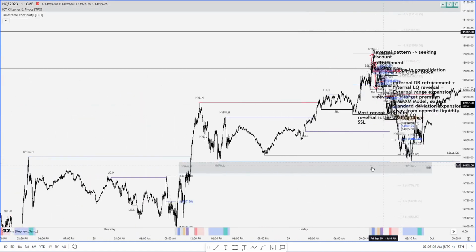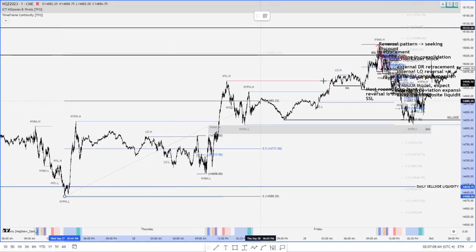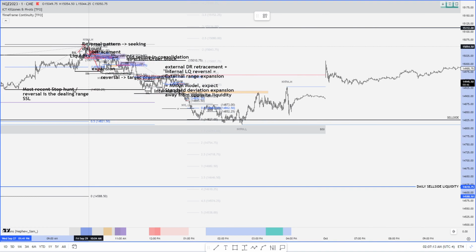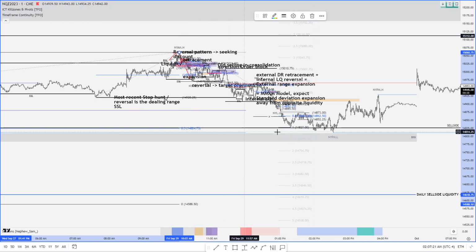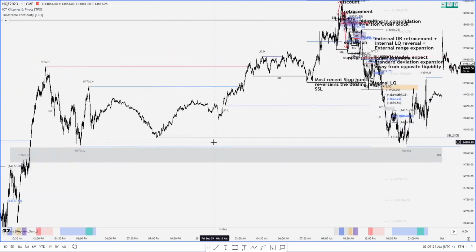So if I can measure it out, I'll show you. Look, sell side liquidity in blue. Then you have your low here. Gotta zoom in all past this. Here's your 50% right in here. 14824.75. There's your discount right in there. Sweeping sell side liquidity. That's also aligned with it.